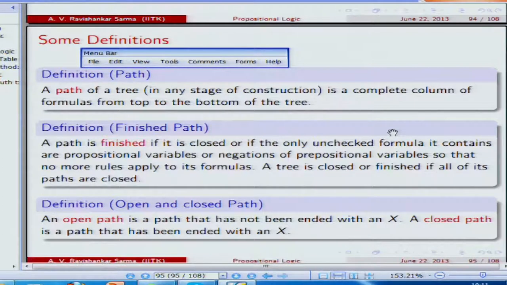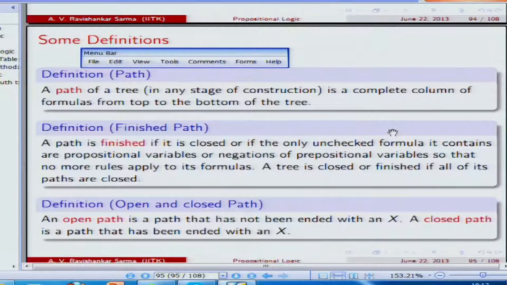The top is the root, and the bottom usually ends up with atomic sentences, because you cannot further apply any rules to atomic sentences. That is why they remain at the end of the node as atomic sentences. Once you come across atomic sentences, you will stop constructing the tree.